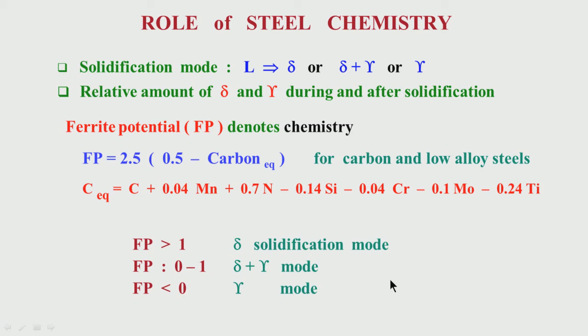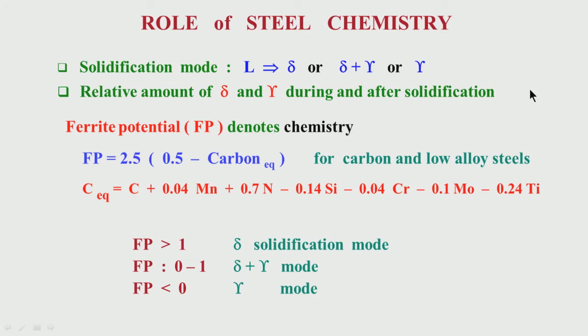So, I think it is clear: when ferrite potential is more than 1, that means for all carbon equivalent less than 0.1, we have the delta mode of solidification. When carbon equivalent is more than 0.5, ferrite potential is negative, and we have the gamma, or austenitic, mode of solidification. In between, that means ferrite potential between 0 and 1, carbon equivalent between 0.1 and 0.5, we have the delta plus gamma mode of solidification.